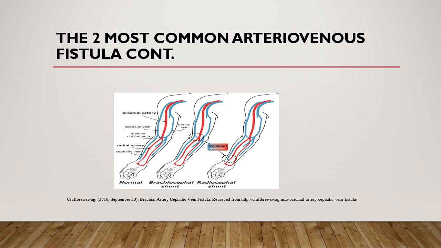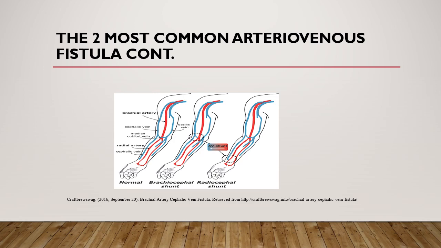The three most common AV fistulas are imaged below. The first image is just a normal anatomy of the upper extremity. The second image is the brachiocephalic venous fistula. You can see the cephalic vein there, and the brachial artery. You can see the anastomosis at that site. That's where the connection would take place for a brachiocephalic fistula.